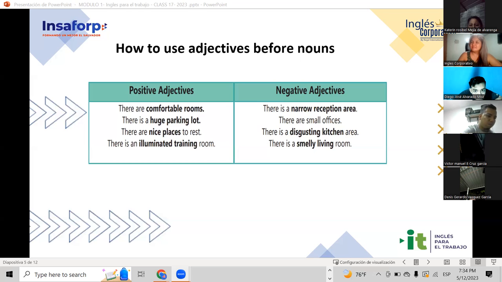There is a small TV. Small TV? Sí. Okay. Yes. Okay, good. Thank you. Carla?